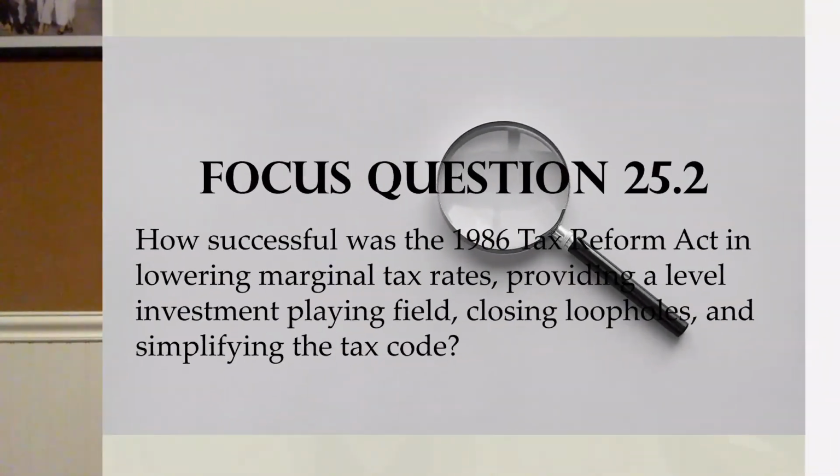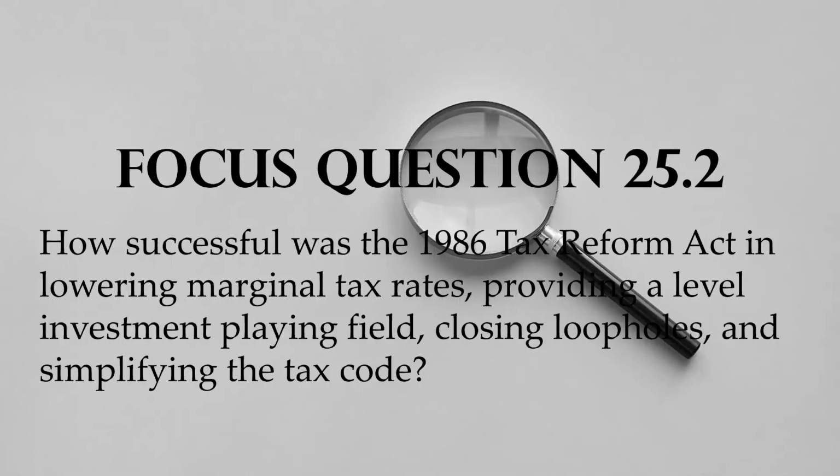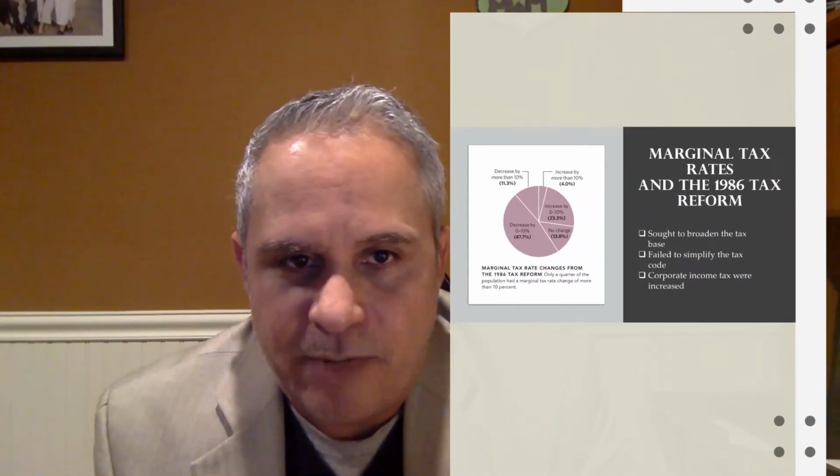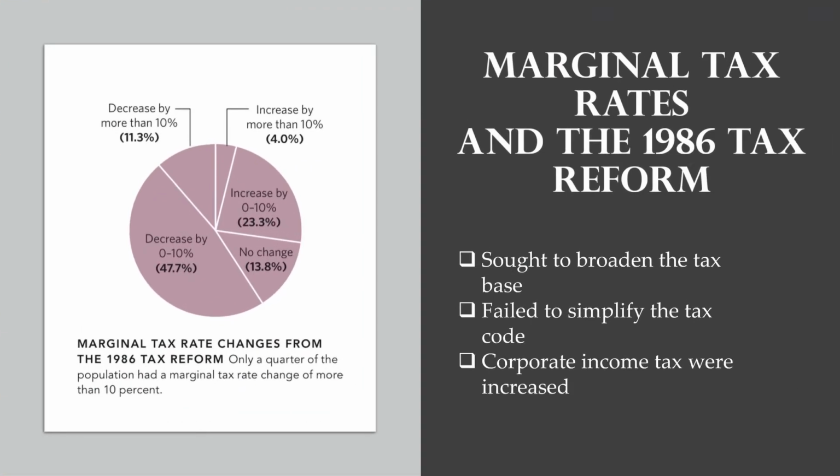How successful was the 1986 Tax Reform Act under President Reagan in lowering marginal tax rates, providing a level investment playing field, closing some of the loopholes that the tax code provides, and simplifying the tax code? Well, it depends on who you ask, right? Because if you ask certain individuals, especially leaning right, they might argue and make very positive arguments about the 1986 tax reform. On the other hand, if you ask some other individuals that might be leaning a little bit more to the left, they will have a very negative perception and evaluation of the tax reform.